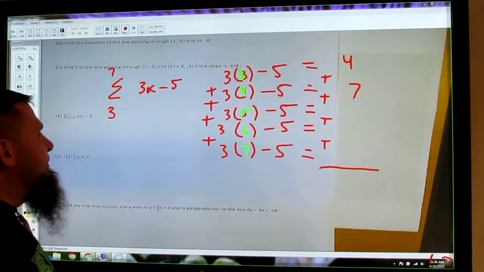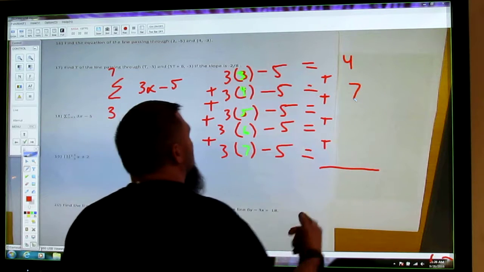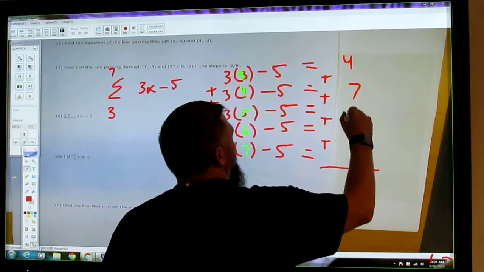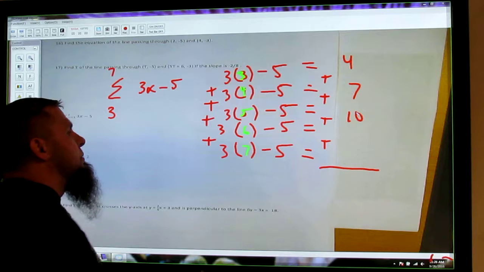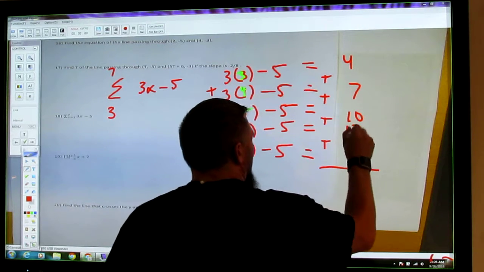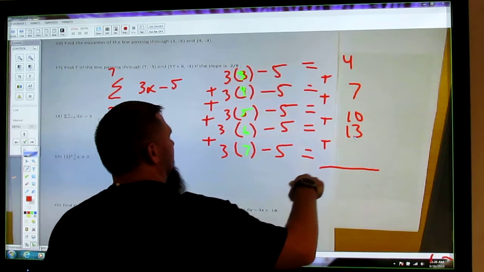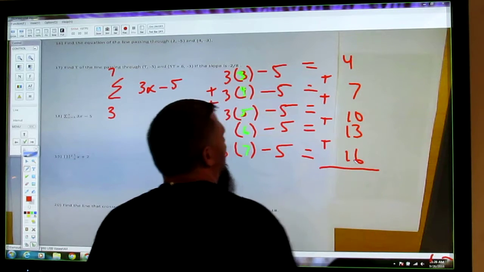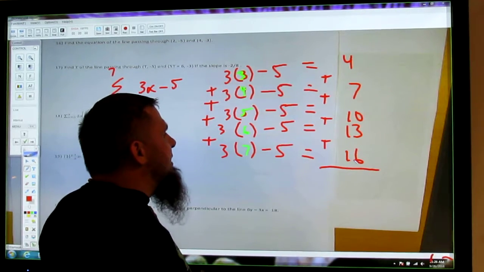3 times 5 is 15, minus 5. That's 13, then 16, then 21. Okay? So then add these up.